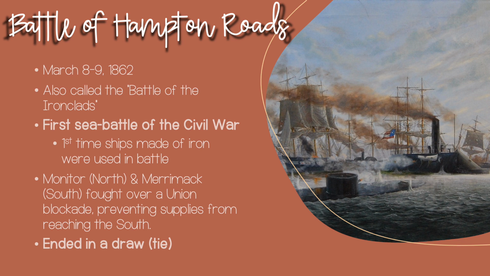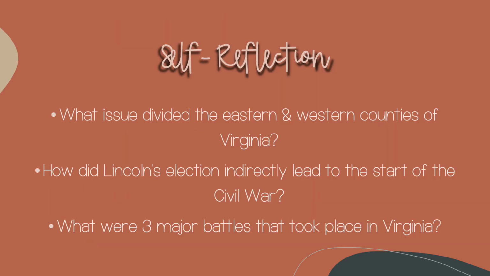The Monitor, a ship from the north, and the Merrimac from the south fought over a Union blockade, preventing supplies from reaching the South. This battle ended in a draw because neither side could destroy their enemy's ships. In the next and final video of this series, we will be learning about the major contributors to the Civil War, as well as how the war ultimately came to an end.